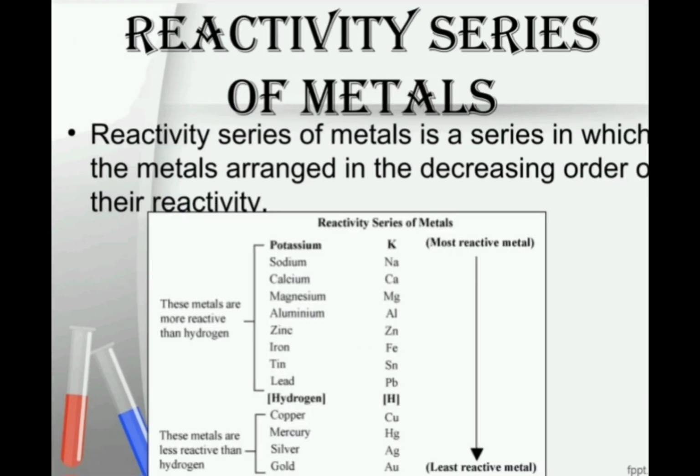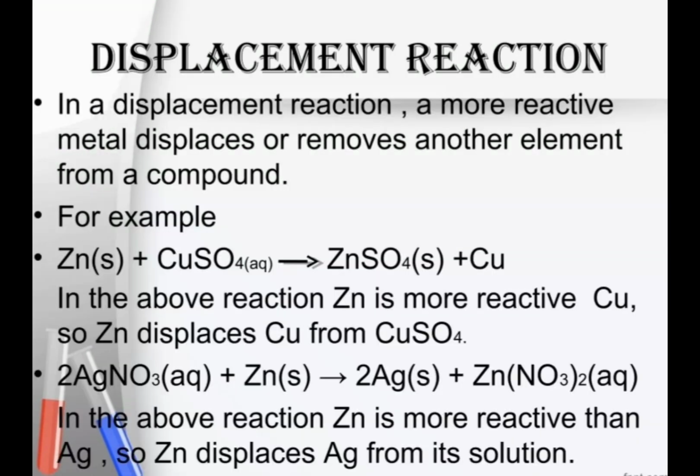This is the metal reactivity series. Dear students, in this reactivity series, metals are arranged in the decreasing order of their reactivity. You observe carefully, highly reactive potassium is placed at the topmost place and less reactive gold at the bottom of the series. In a displacement reaction, a highly reactive metal replaces less reactive metal ions from its salt solution.